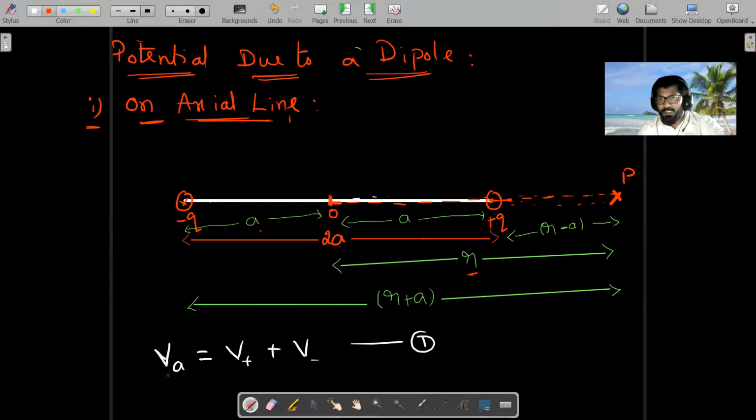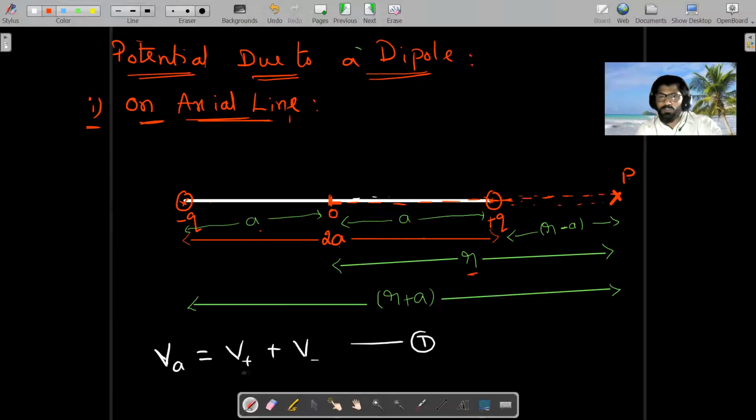So the net potential at point P, that is called the axial point, V_A, is equal to the potential due to the positive charge, represented as V plus, plus the potential due to the negative charge, represented as V minus. Let us take this as equation 1. To get this expression, let us find out separately the potential due to the positive charge and the negative charge. Then we will substitute and simplify.